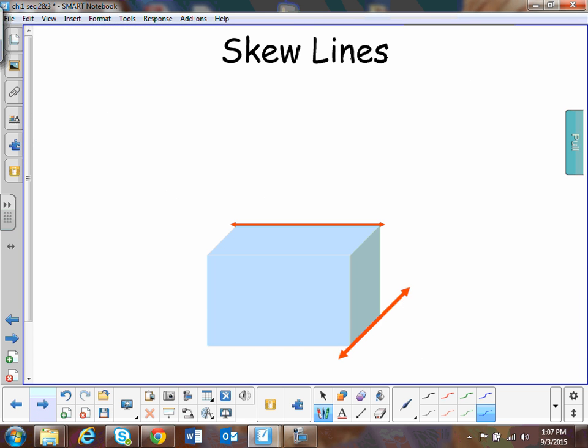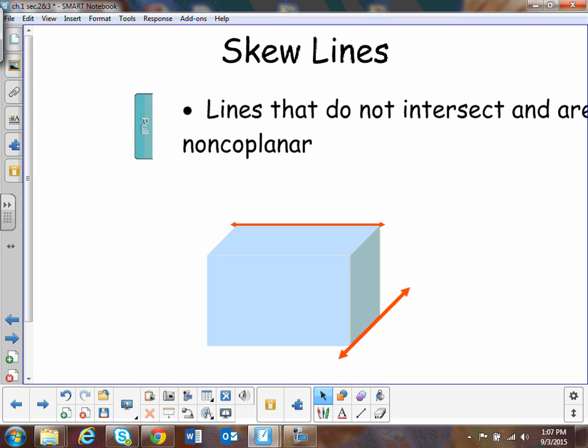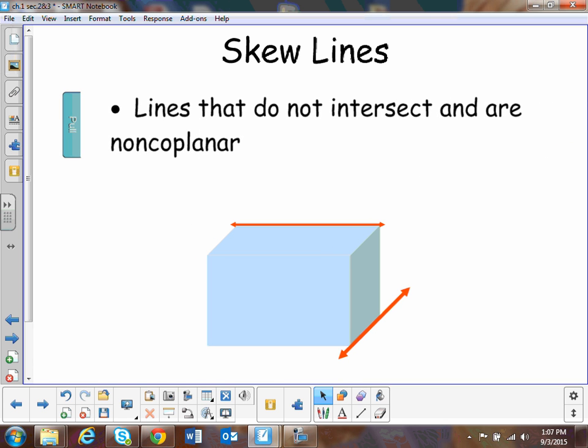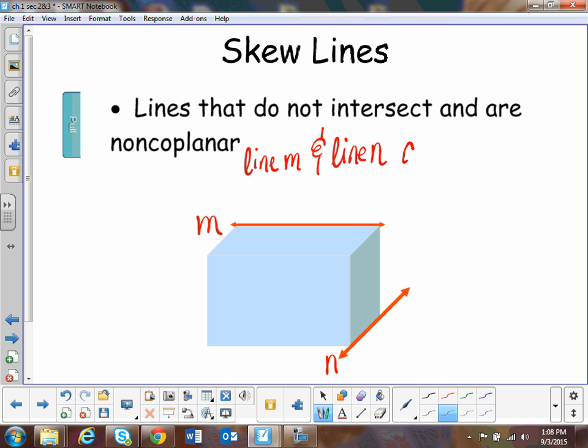Okay, moving along. Another definition, skew lines. Skew lines are lines that do not intersect and are non-coplanar. So every year students have a hard time with this one, okay? So this is line M, and this is line N. These are an example of some skew lines. Line M and line N are skew. These two lines will never intersect and they're not on the same plane.